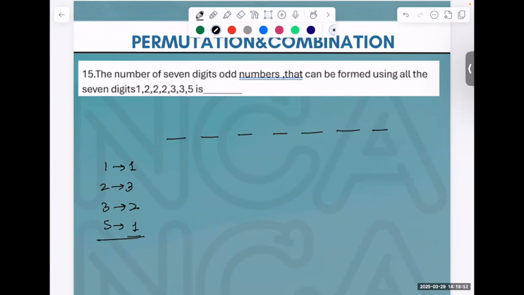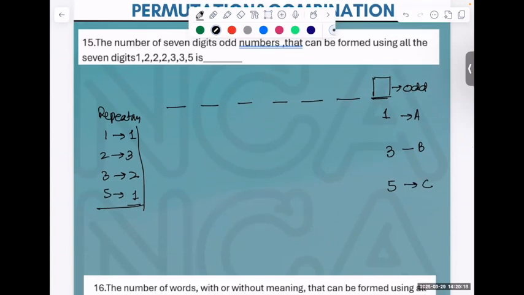The question says the number of 7-digit odd numbers. For odd, the last digit has to be odd: either 1 or 3 or 5. This is the number of times they are repeating. So you have 3 cases for yourself, where it ends with 1, where it ends with 3, where it ends with 5, not 6, for making it odd. Yes or no? Try this by yourself now.